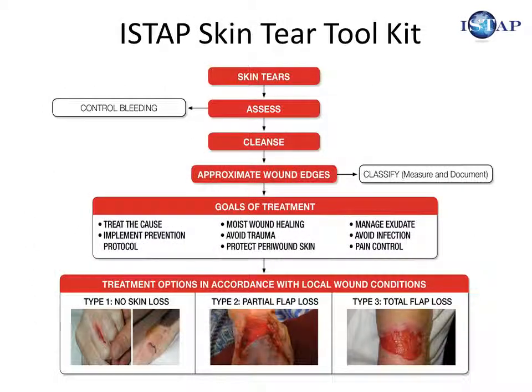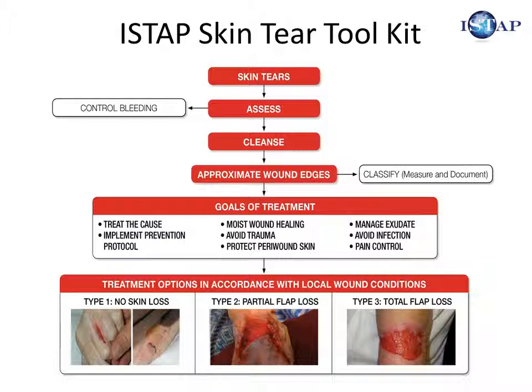This is what the toolkit looks like. So obviously you have a skin tear that's occurred. You're going to assess, control the bleeding, and provide any first aid that needs to be done. You're going to cleanse that area, approximate the wound edges, and then classify based on type 1, type 2, type 3: completely closed, partial flap loss, full flap loss. And you're going to measure and document.